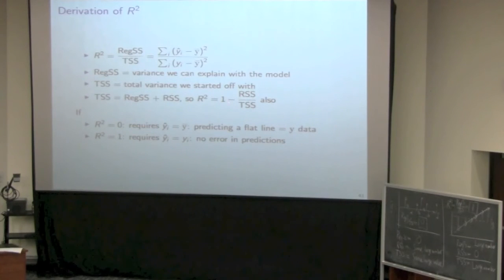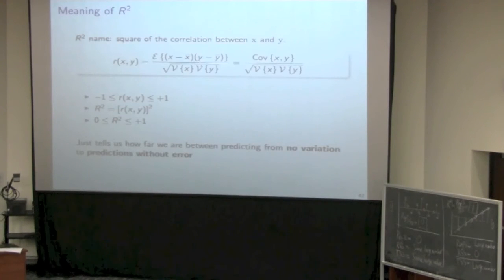Conversely, if what's left over is exactly what you started off with, so the residual sum of squares is equal to the total sum of squares, you've got no further ahead than fitting a horizontal line, then R squared is equal to 0. So I'd like you to have those two extremes in your mind when you think of R squared going forward.